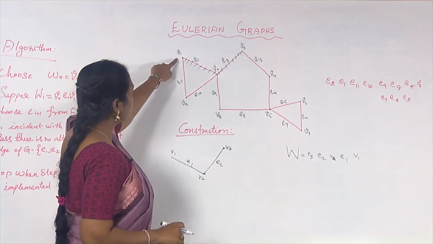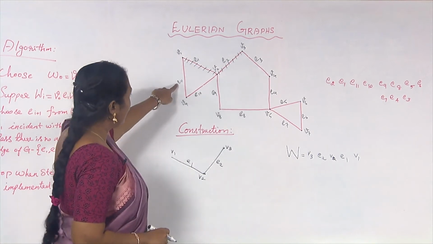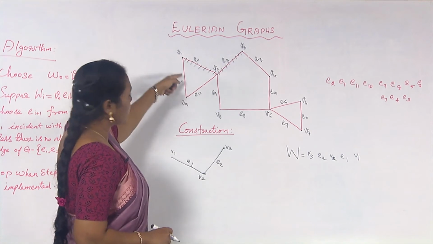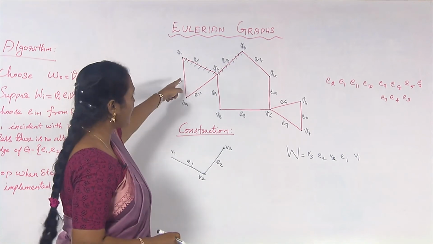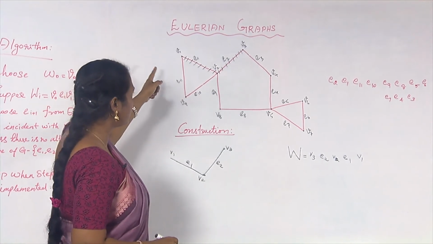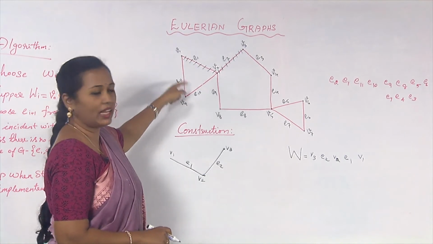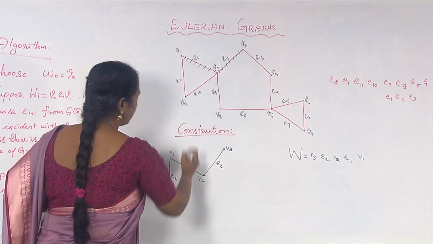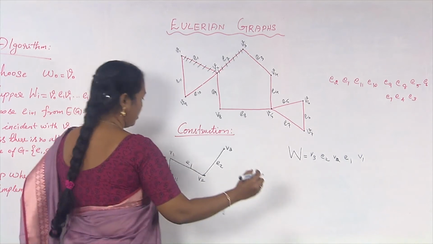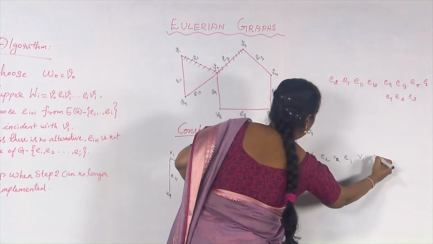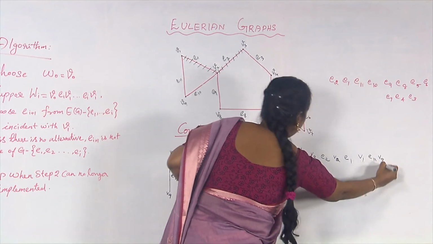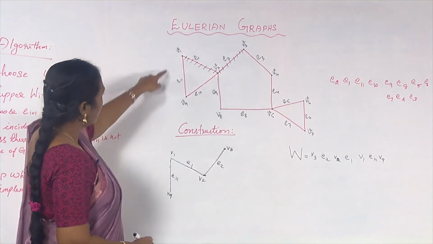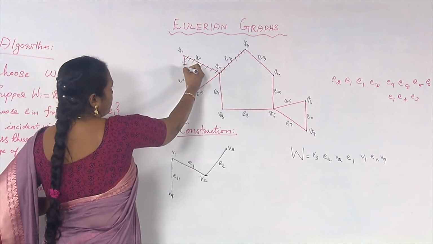Now, once I come to v1, there is e11 here, and there is only one edge. And is it a cut edge? Let me check. No, it is not a cut edge, and therefore I can safely choose e11, and I am drawing this here. So e11 can be added, and this vertex v9 is added. So put it here: e11, v9. Then finally, you can remove this edge now.